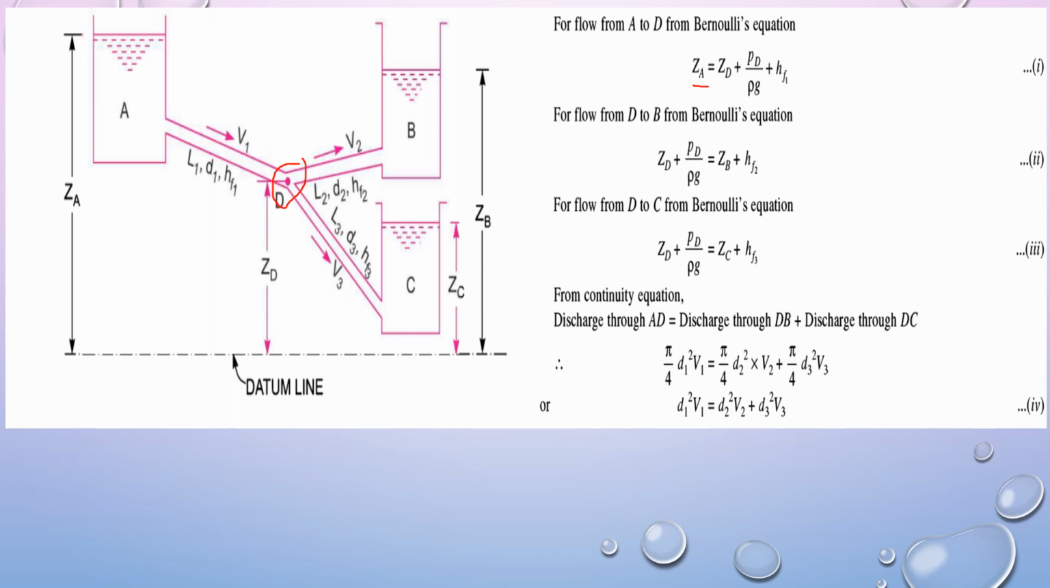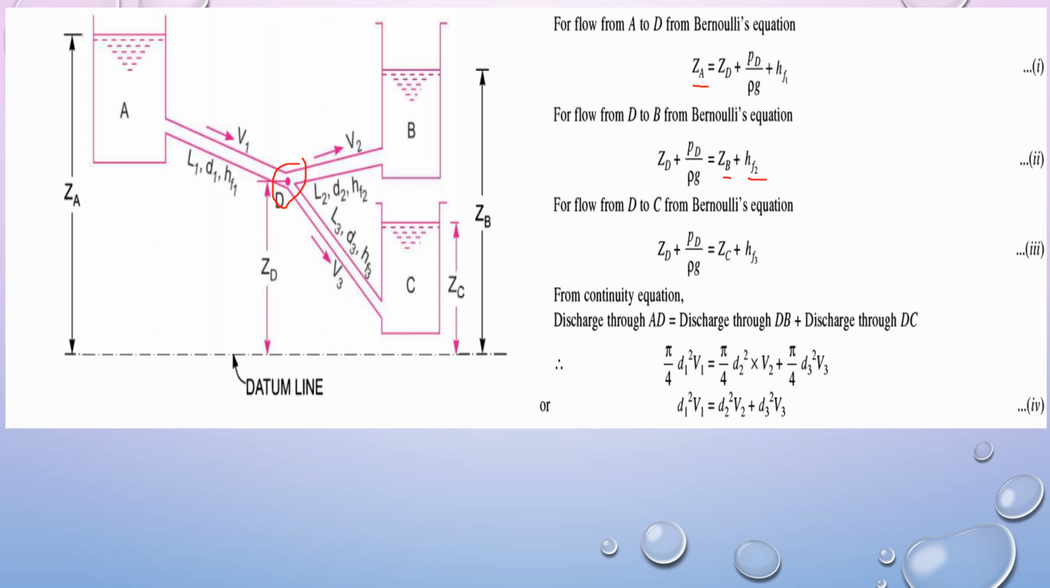Now for the flow from D to B, applying Bernoulli's equation between D and B, we can write ZD plus PD by rho g. For B, again it is a steady state condition at atmospheric pressure, so the only thing is ZB plus the losses happening in this flow. Similarly, applying Bernoulli's equation from D to C, we can also write. So this is equation 2, and this is equation 3.